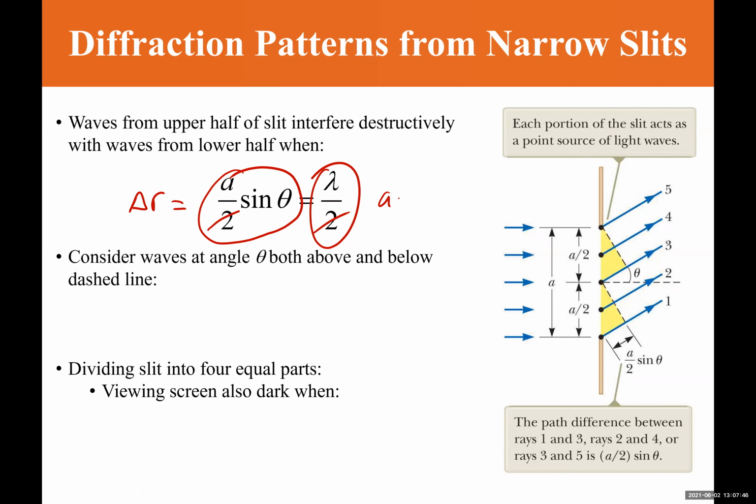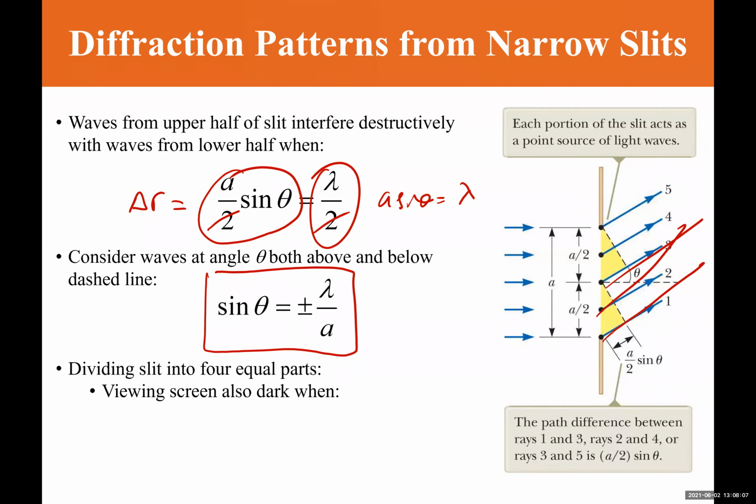Cancel those two, then I have a sine theta equals lambda. Then dividing both sides by a, I can get sine of theta equals plus minus lambda over a. This is for the first, let's say, destructive interference. Okay, plus minus just describes, let's say, if the wave's going like this compared to if the wave's going like that. Then this will give us minus, and then this will give us plus. So if they're going down, you'll get minus. If they're going up, they will give you plus.